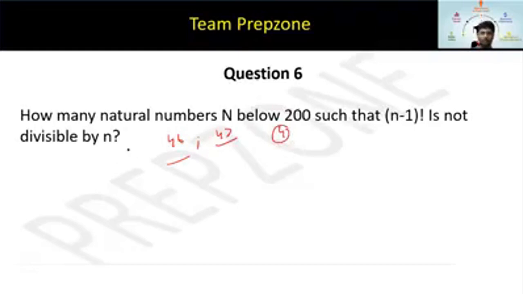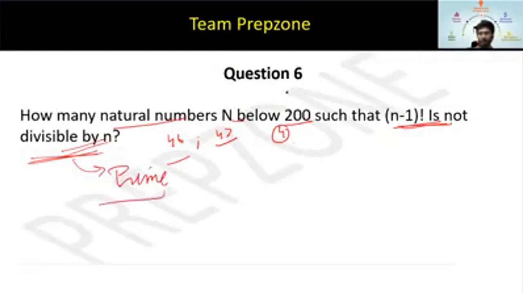Okay, so what is the question? How many natural numbers n below 200 are such that (n minus 1) factorial is not divisible by n? So what is this talking about? (n minus 1) factorial should not be divisible by n. So it is simply indicating me to find prime numbers. Prime numbers below what? 200. So how many prime numbers are below 200? 46 prime numbers are below 200.